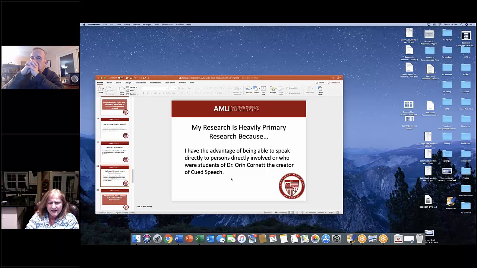Marielle Daisy is the co-author of the handbook that Dr. Cornett wrote that basically covers everything about cued speech, as well as individual stories of cuers. And her daughter was the first child that Dr. Cornett taught to cue. Well, taught the family to cue, and she was the first cueing child.